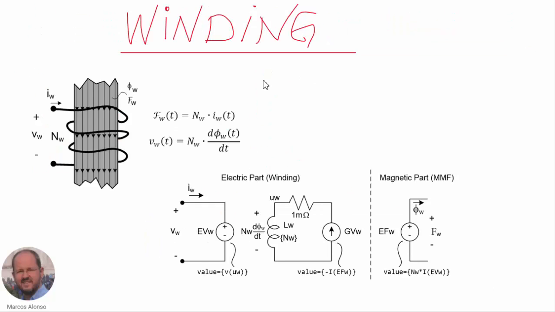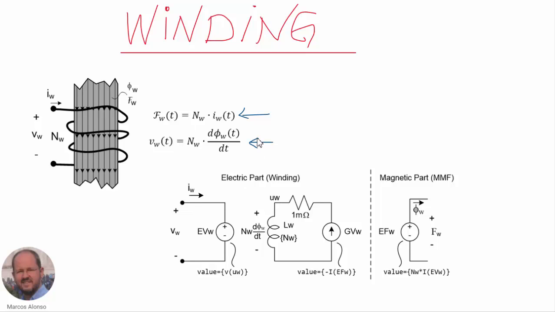Now let's see the implementation of a winding. We know that in the winding we have the interaction between the electrical field and the magnetic field in the core. So we have these two expressions here. The winding is going to generate in the magnetic structure a magnetomotive force given by this expression, and the voltage that we are going to have across the winding is equivalent to this also well-known equation.